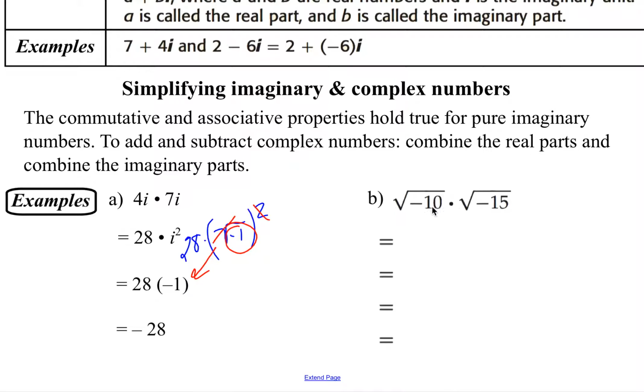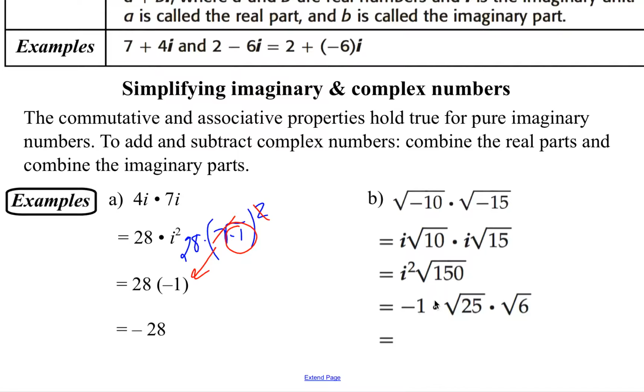Over on the right-hand side, the first thing we're going to do is get this negative outside of the radical and call that i. So do that for each of these radicals. So I have i square root of 10 times i square root of 15. Well, that gives me an i squared times the square root of 150. Remember, we can bring those together. And there's a 25 in there. That's a perfect square. So we know i squared is -1. And we're going to write 150 as 25 times 6. And we know the square root of 25 is 5. So I get -5 square roots of 6.